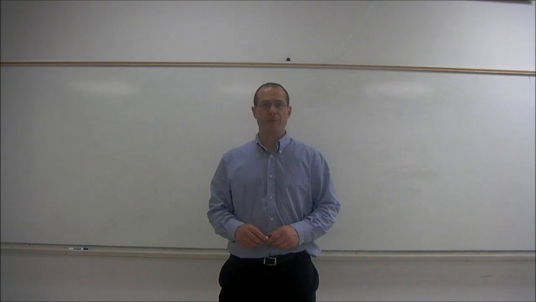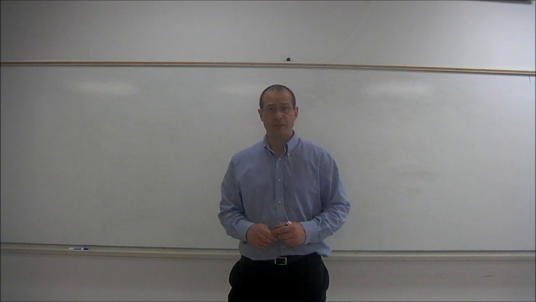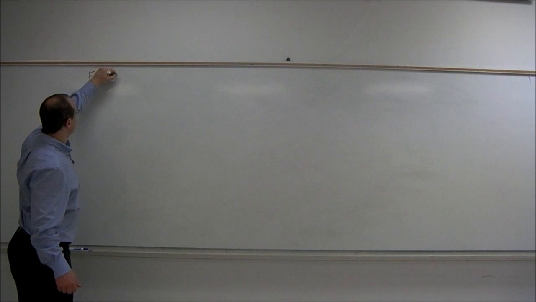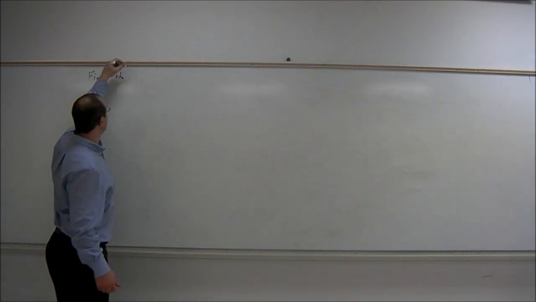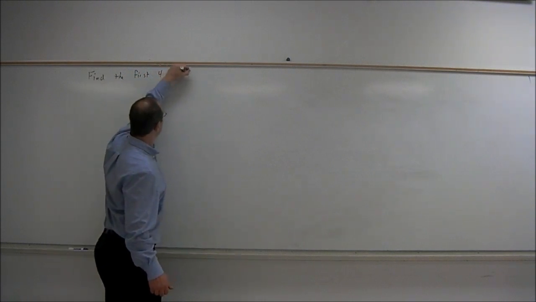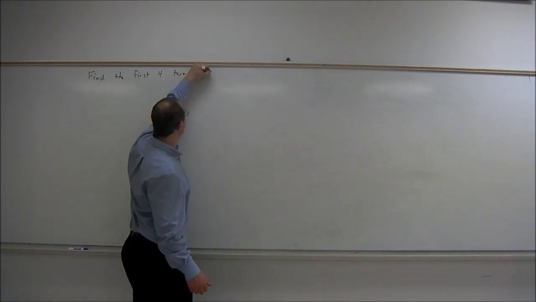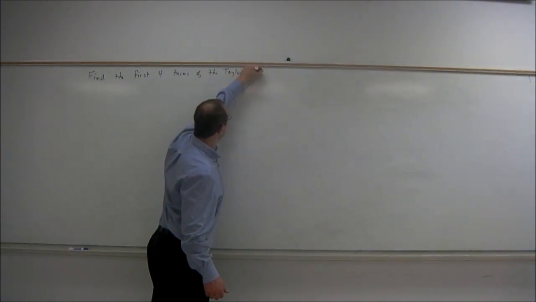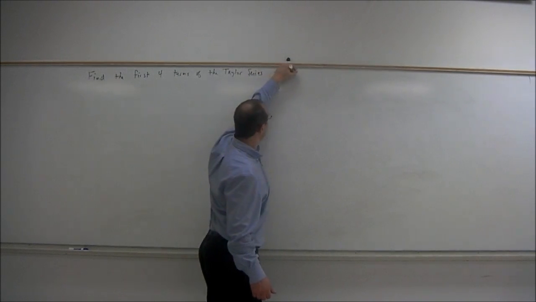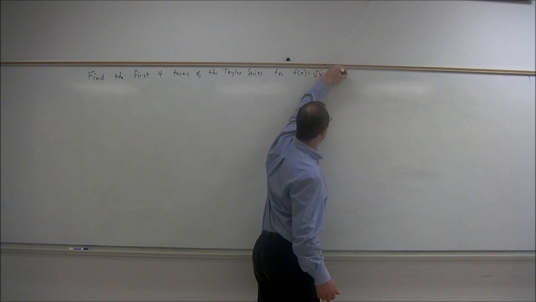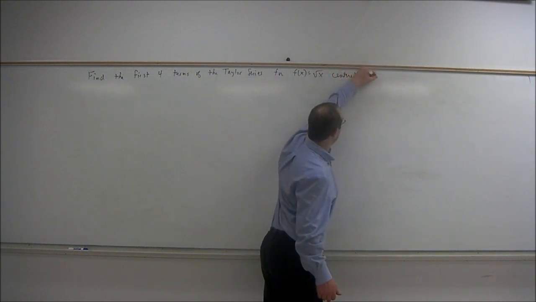Hi, I'm Dr. Incognito. In this video, we're going to find the first few terms of the Taylor series for a function. So let's find the first four terms of the Taylor series for the function f of x equals the square root of x centered at x equals 4.